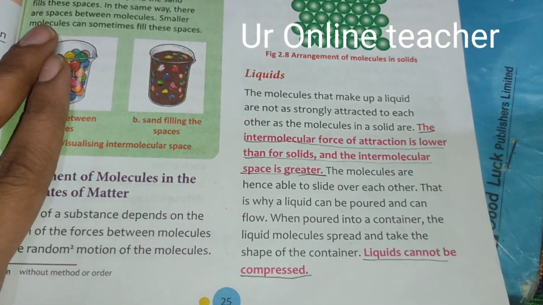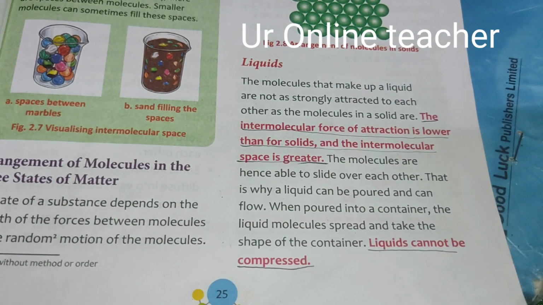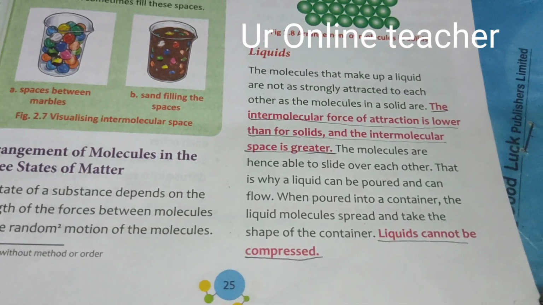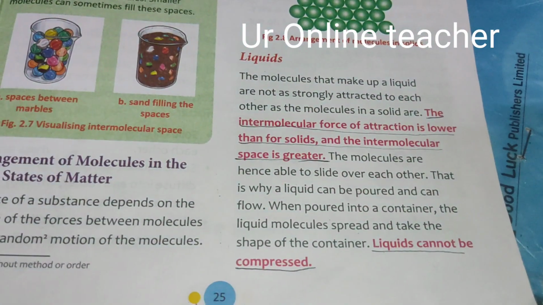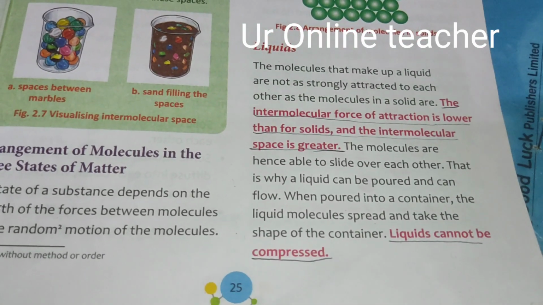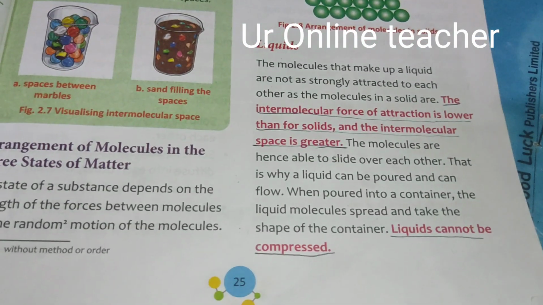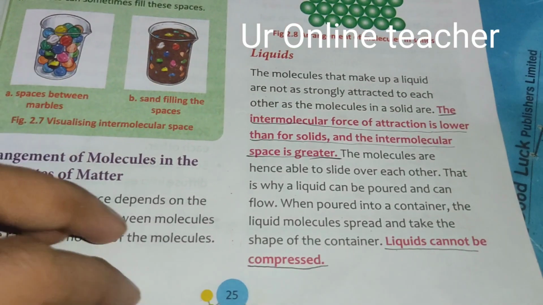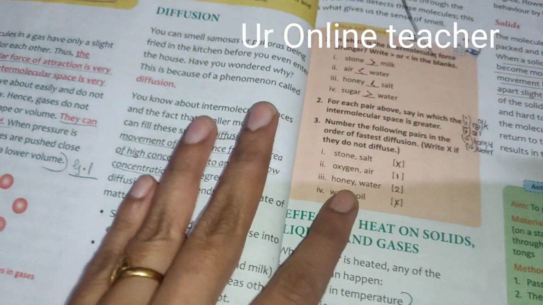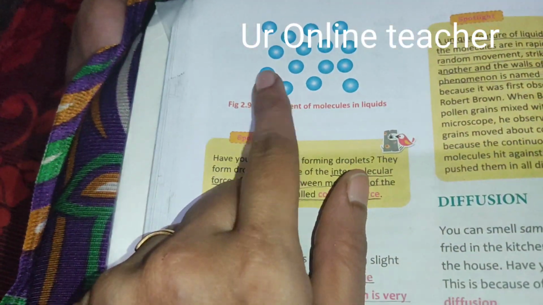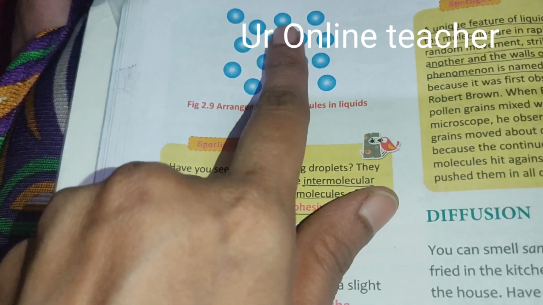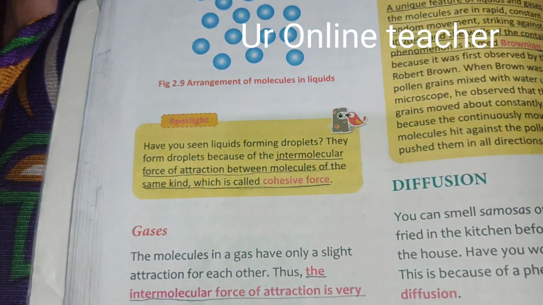Then when we see liquids, the intermolecular force of attraction is a little less than solids and space is more. Because of the space, the molecules are able to slide over each other. That's why liquids can flow and be poured. Liquids can spread and cannot be compressed. They don't have a fixed shape. They will take the shape of a container. So intermolecular space is more and force of attraction is less than solids.